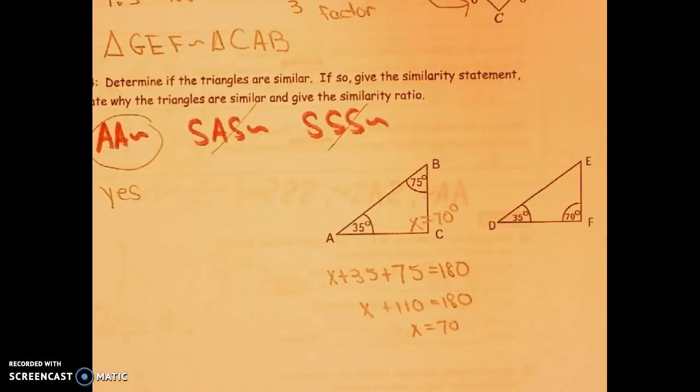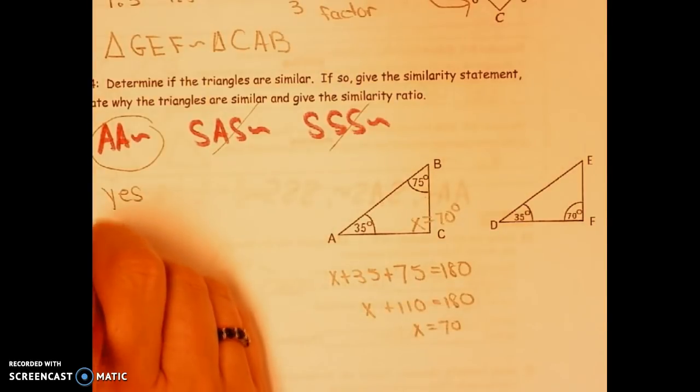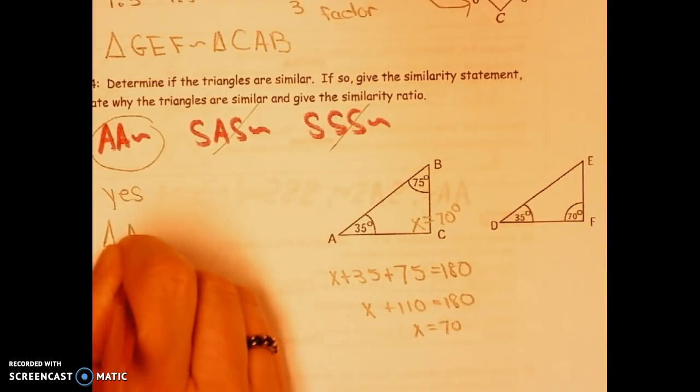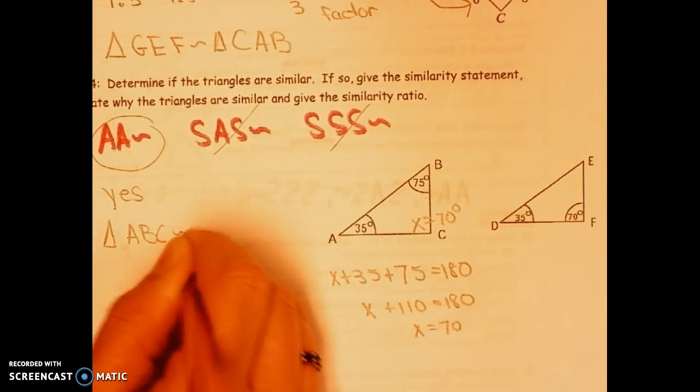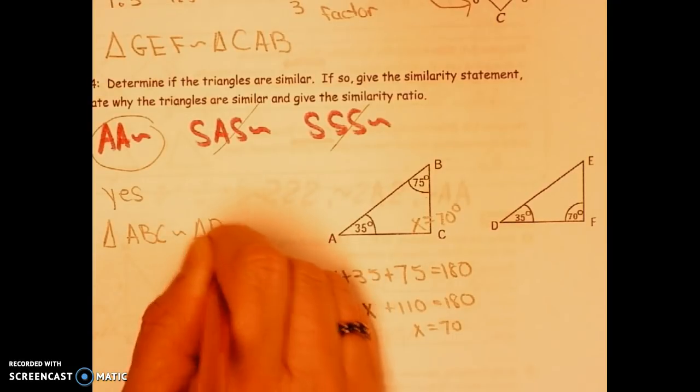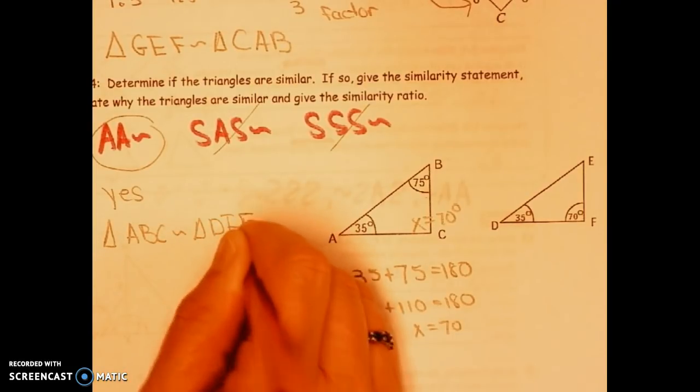We can't give the similarity ratio because I don't have any information regarding the sides. The only other thing I can do is write the similarity statement. Triangle ABC is similar to triangle DEF.